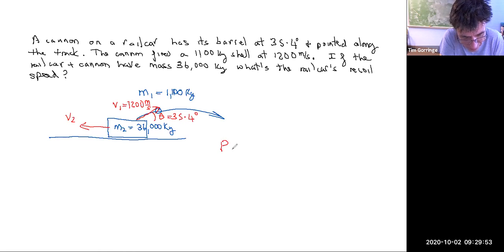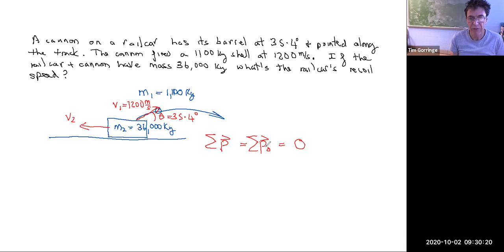So the final momentum, I'll just call it P, will be equal to the initial momentum, I'll call it P0, and that's going to be 0. And these are the sums of the momenta of the shell and the rail car after we fired the shell, and the shell and the rail car before we fired the shell.